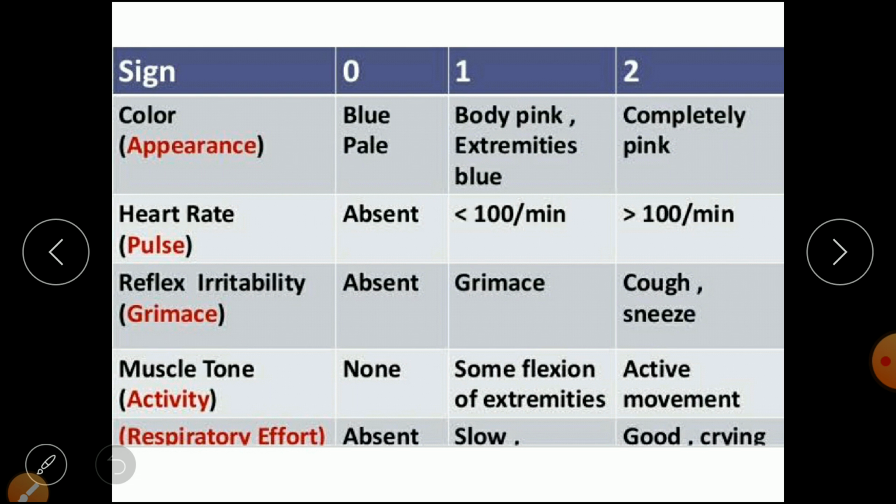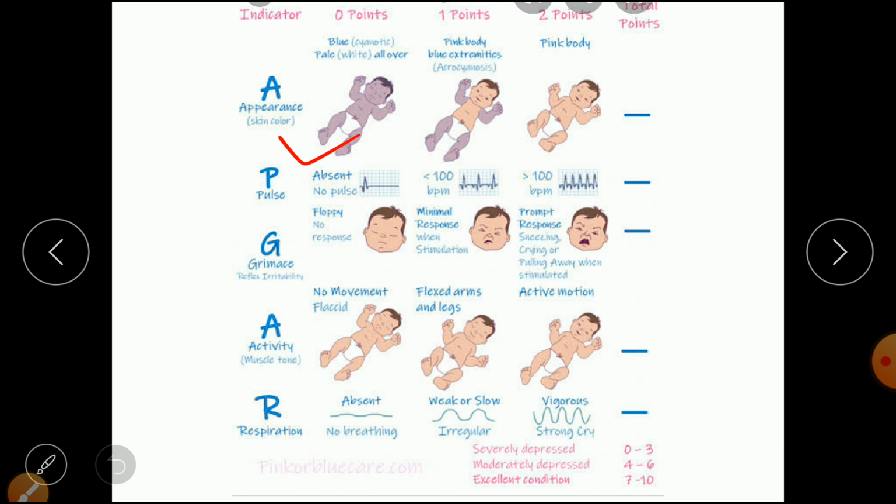The first sign is appearance, which we can say is the color of the skin. If the color of the skin is blue or pale, that means white, the baby has cyanosis, so you have to give a 0 score. If the body is pink and the extremities like upper and lower limbs are blue, you have to give a 1. And if the body is completely pink with the extremities, you have to give 2 points. See in the diagram, in the first diagram, the baby with cyanosis has a completely blue body, so 0 points. Extremities which are blue but body generally pink, so 1 point. And completely pink with extremities, so 2 points are given.